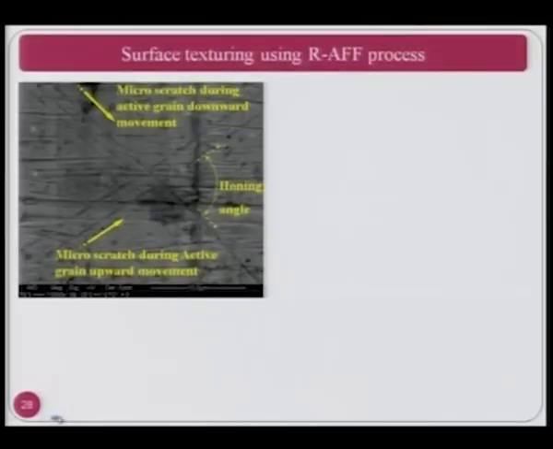Now surface texturing using the RAFF process: this clearly indicates surface texturing using the RAFF process. The micro scratch during active grain downward motion is in this particular direction, and the micro scratch during active grain upward motion is given over there, and you can see here the angle of the cross hatch pattern is also given, the honing angle.